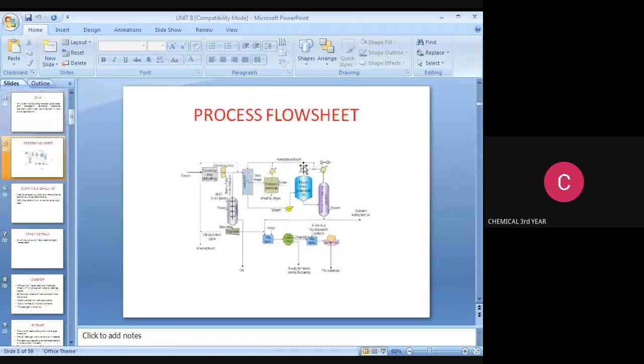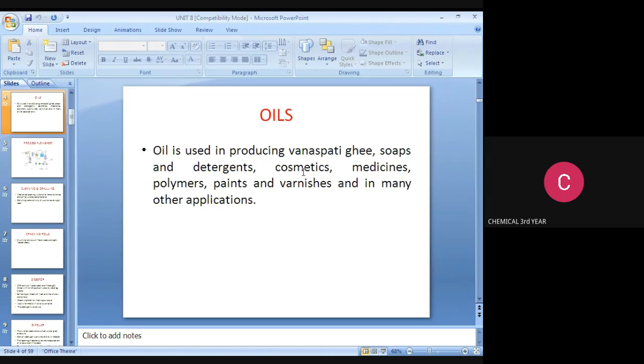So in this flow sheet, students will listen carefully: what oil means, what the uses of oil are, what the applications of oil are. Oil is used to produce vanaspati ghee, soap and detergent, cosmetics, medicine, polymers, paints and varnishes, and many other applications. You note it down. Sometimes this type of question may be asked in GATE.